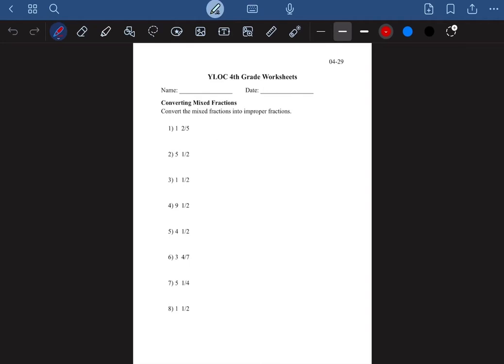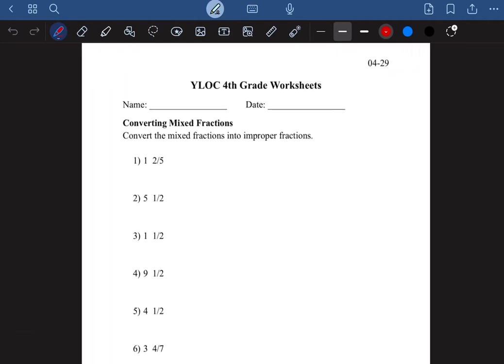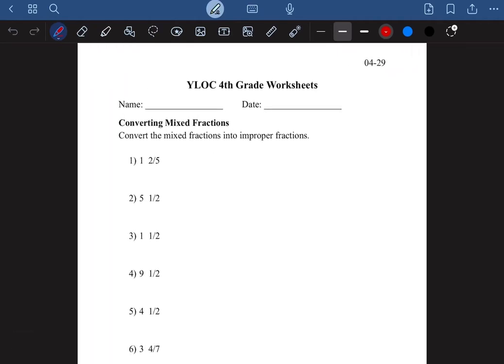This is the Y-Log Lesson 29 worksheet. Today we're going to be converting mixed fractions. Convert the mixed fractions into improper fractions.